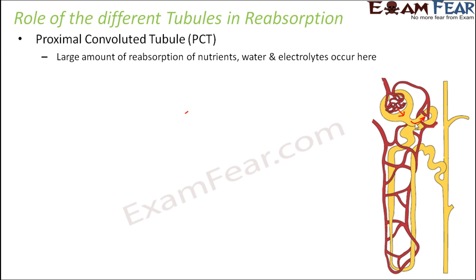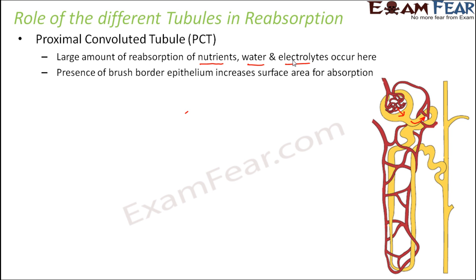Now, this is the place where the maximum amount of reabsorption takes place. That is, reabsorption of all useful nutrients, water, as well as electrolytes, everything occurs here. You'll be surprised to know that almost 70 to 80% of the essential nutrients and water gets reabsorbed here. So maximum reabsorption of useful things happens here.